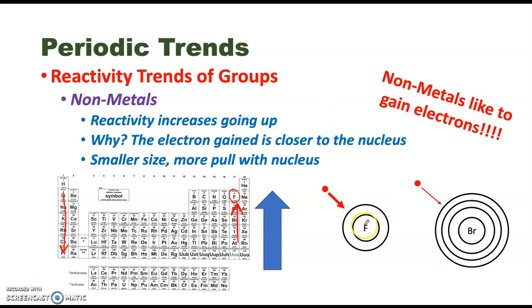So again, fluorine's positive center doesn't have to pull an electron in quite from as far away. Whereas bromine, look at all these shells. This electron is a lot further away. It is harder for that nucleus to grab a hold of it. Whereas fluorine is really good at pulling in electrons because it doesn't have as far to pull that electron into. So nonmetals, remember, they like to gain electrons. Smaller elements are better at sucking in electrons.